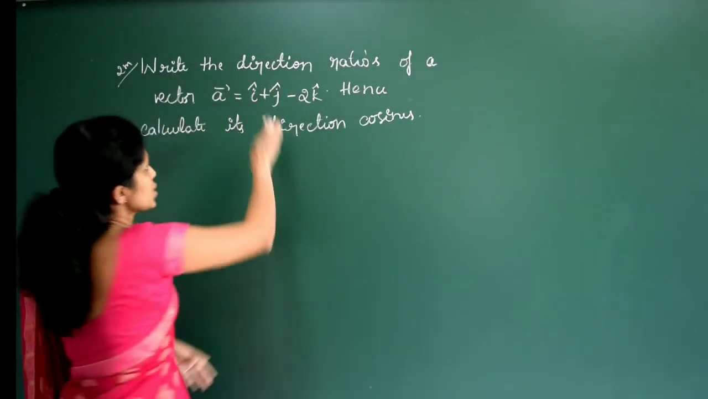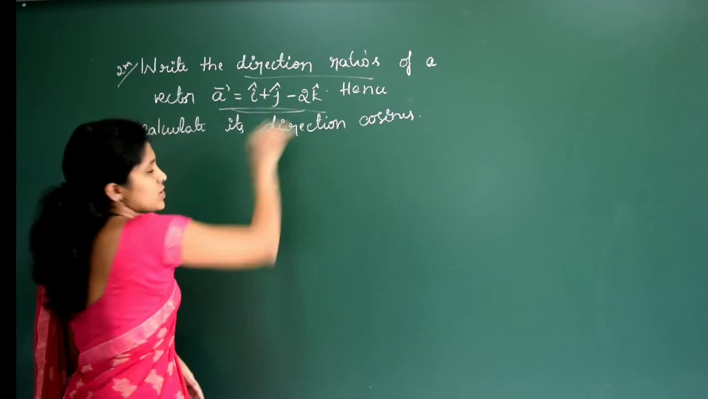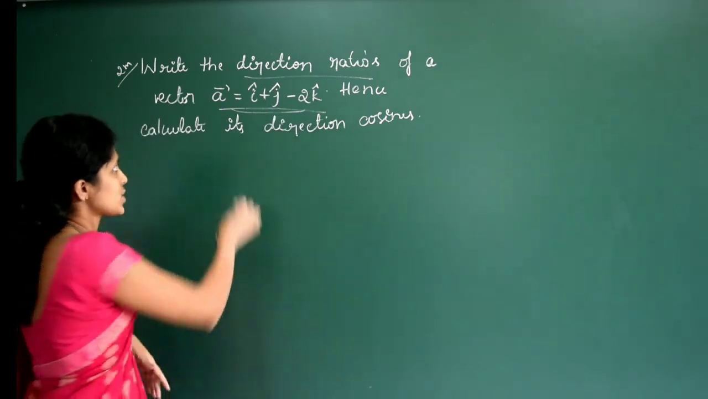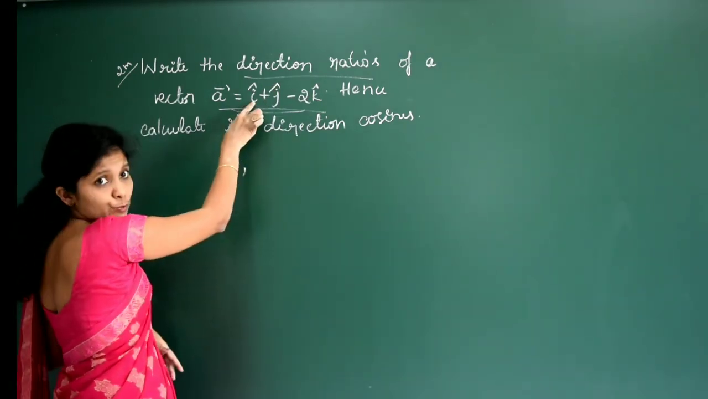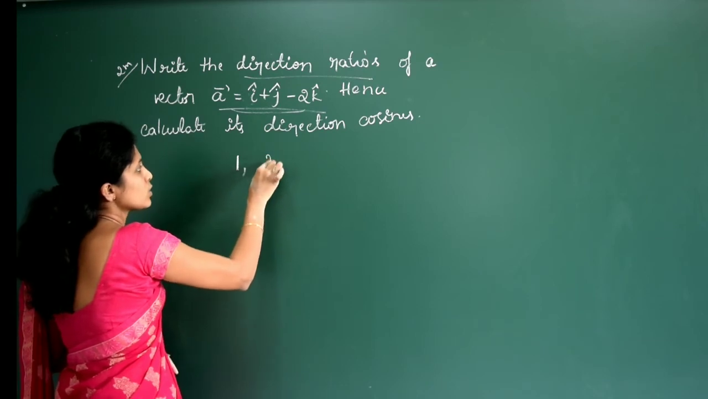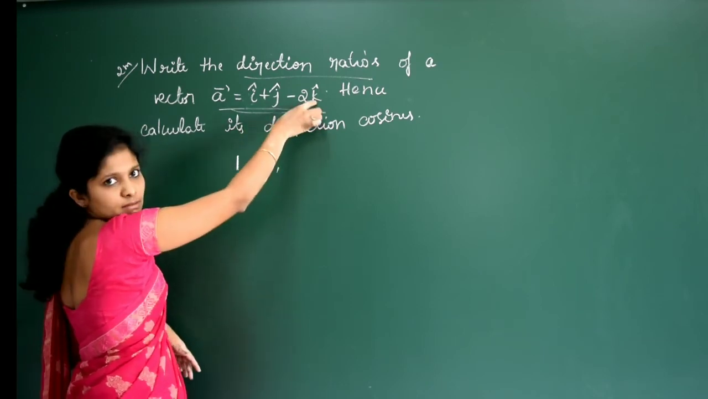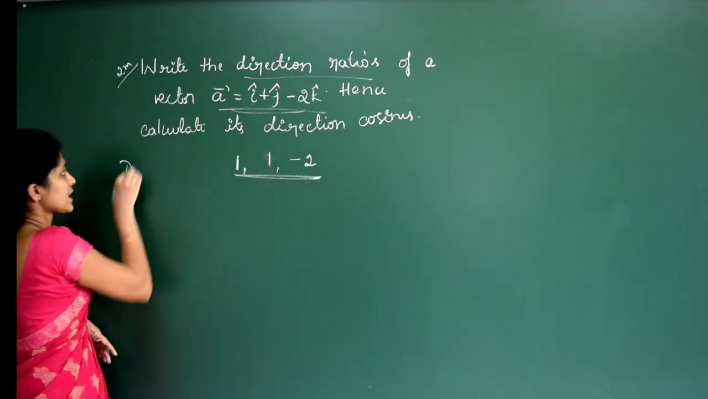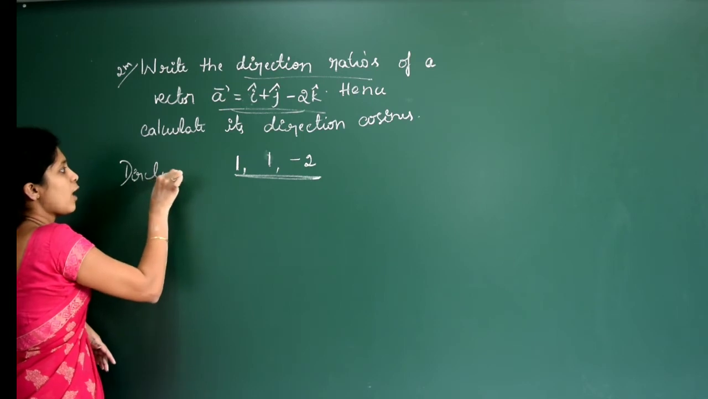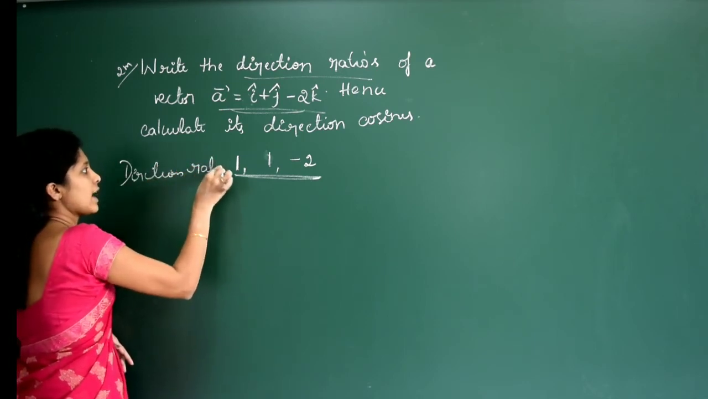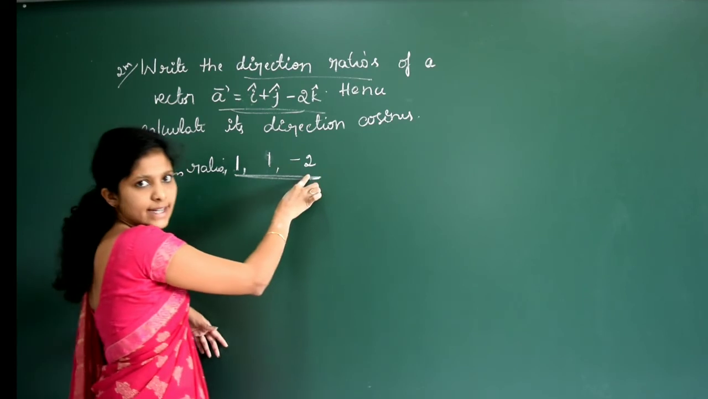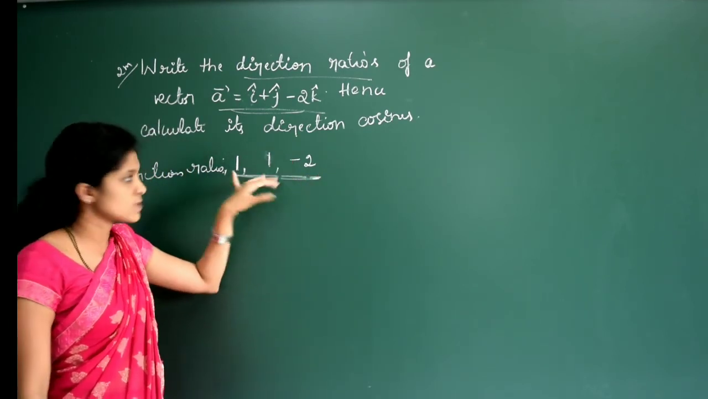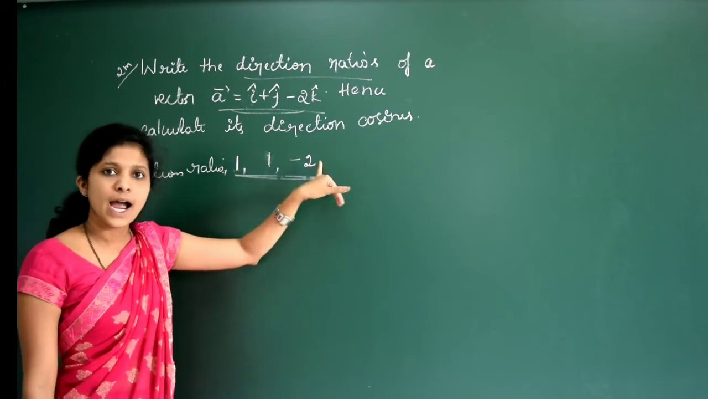Write the direction ratios of a vector. What is meant by direction ratios? The values of a, b, c. What are the direction ratios? The coefficient of i cap is 1, j cap will be 1, and the coefficient of k cap will be minus 2. So these are the direction ratios. Is it clear? Direction ratios of the given vector are along x-axis 1, y-axis 1 and z-axis minus 2. That is 1, 1 and minus 2. We can represent them as a1, a2 and a3.